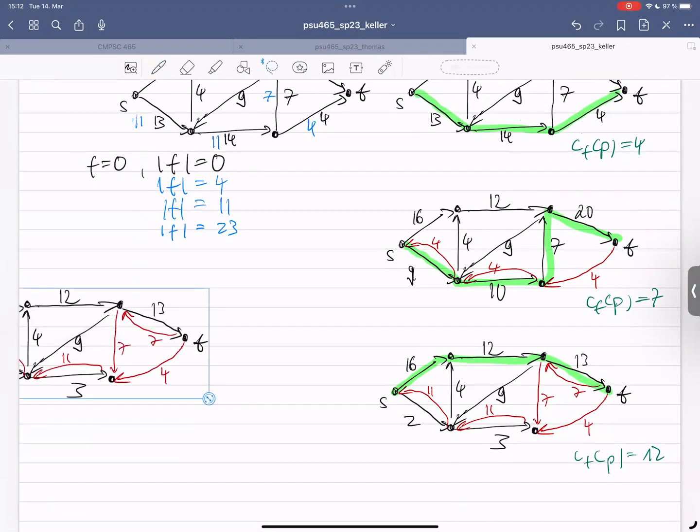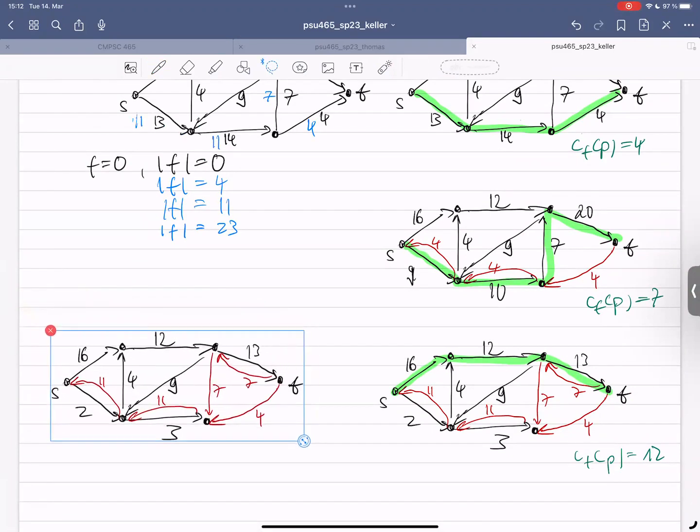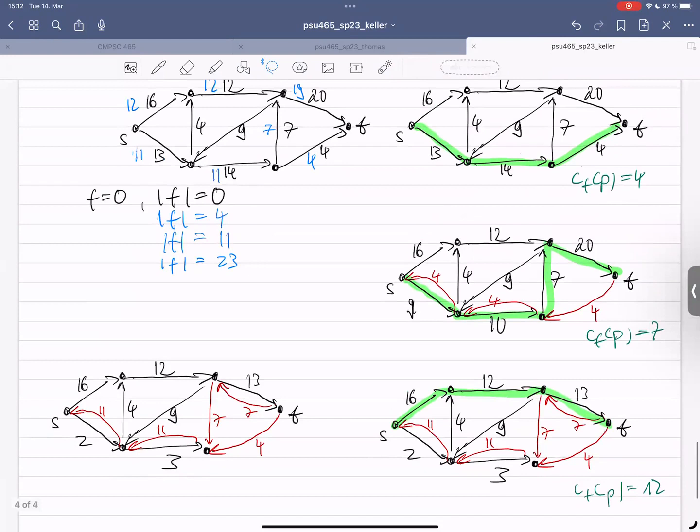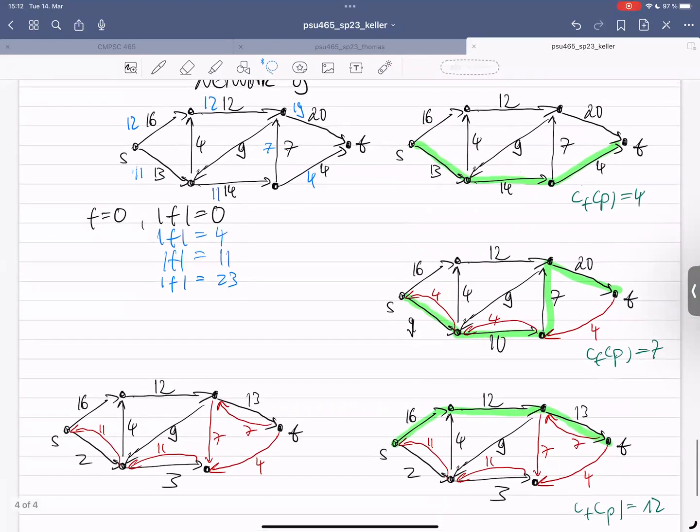In general, the next step would be to now modify the residual network. So I'm cheating here a little bit. I'm taking the previous residual network and I try to update it based on the new flow, in particular, based on the flow that we have pushed along this path. So how does this look? We have, in this case, residual capacity 16. Now we have pushed 12 units, so 4 units will be left here.